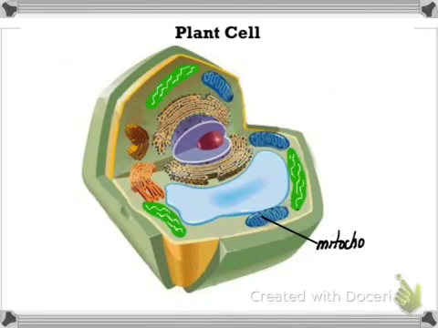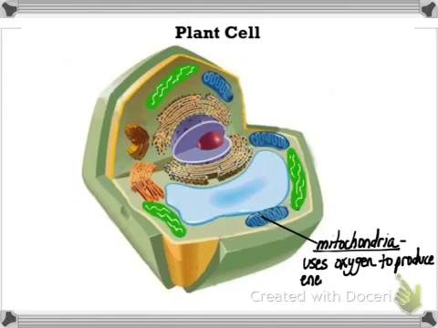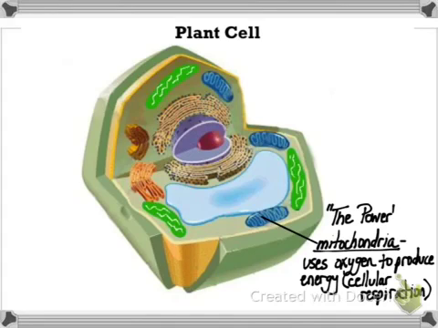mitochondria. And the mitochondria has an extremely important job, and what it is is it uses oxygen, and we'll learn a little bit more about how it gets oxygen later, but it uses oxygen to produce energy. And the process is called cellular respiration, which you may have heard of during our pretest. And because the mitochondria uses oxygen to produce energy, we call it the powerhouse. Because it makes energy, it makes power.